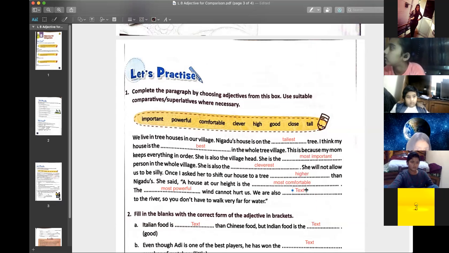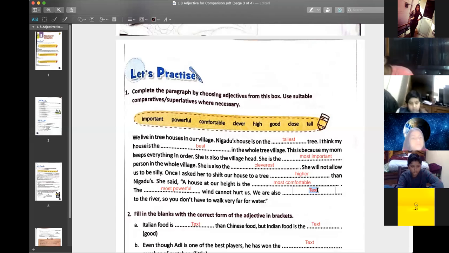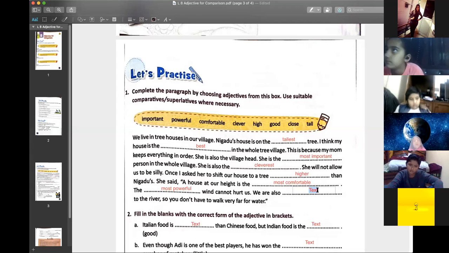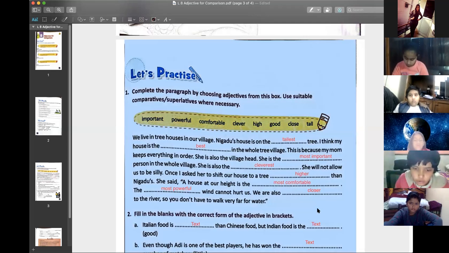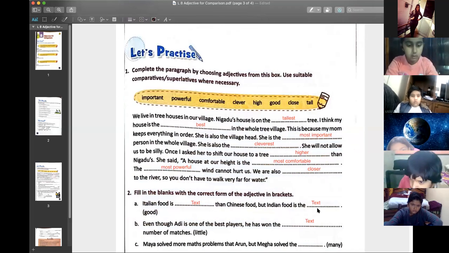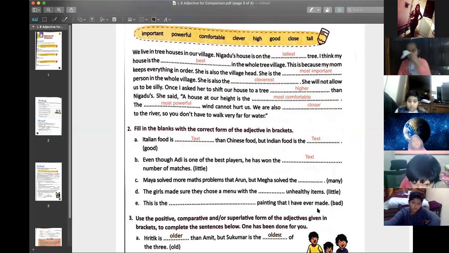We are also dash to the river. Yadvi, your sound is not coming. So I'm going with Ananya. We are also closer to the river, so you don't have to walk very far. Closer. Let's see question number 2.